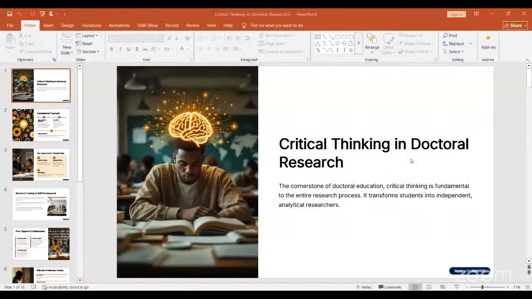So today we'll be looking at the place of critical thinking in doctoral research. This is a very important module that we need to jointly look at together.